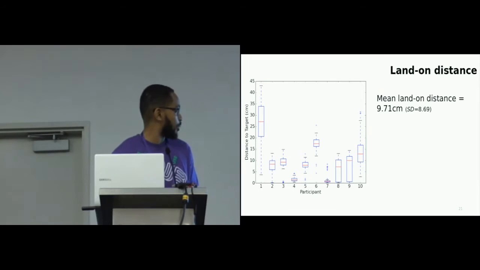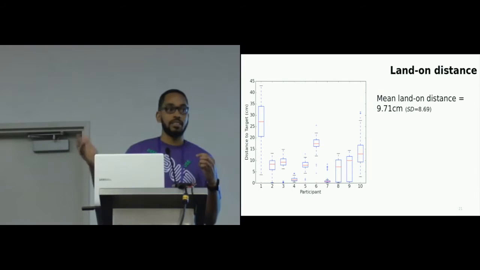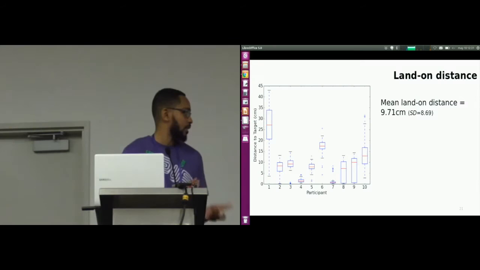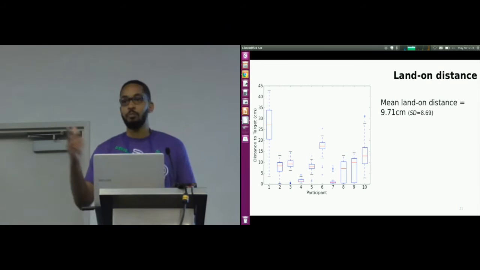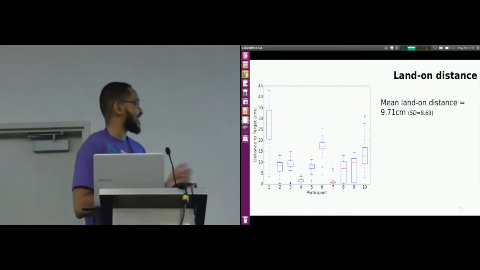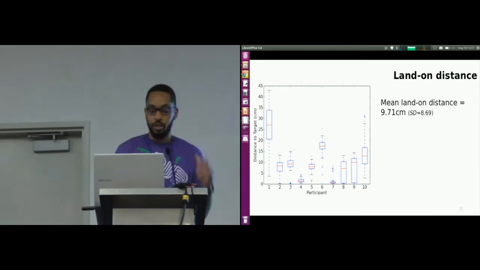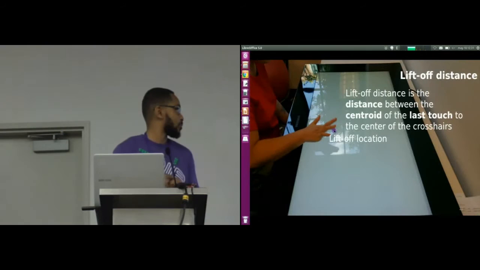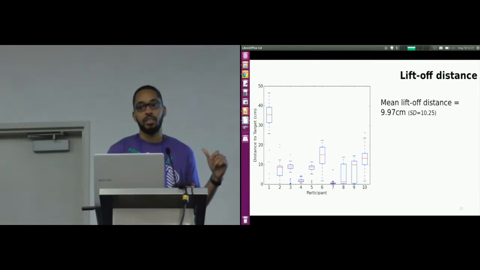So you'll also see a huge range of abilities here at work. For example, participant one, their average land-on distances were somewhere between 5 and around 45 centimeters. Compare that to participant four, whose land-on distance spread was much shorter. Similarly, we looked at liftoff distance. The liftoff distance is the distance between the centroid of the last touch to the center of the crosshair. And you can see here the results are very similar to land-on. We see quite a big spread here, very large average liftoff distances.